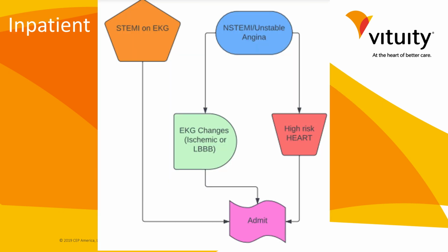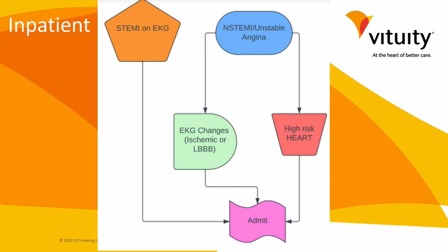For inpatient, there are a couple of different pathways to consider. If you identify a STEMI on EKG, you're done. That patient gets admitted or transferred for PCI as inpatient. Alternatively, to meet inpatient criteria, you can diagnose NSTEMI or document unstable angina because the patient is at rest and still having chest pain or has treated unstable angina.